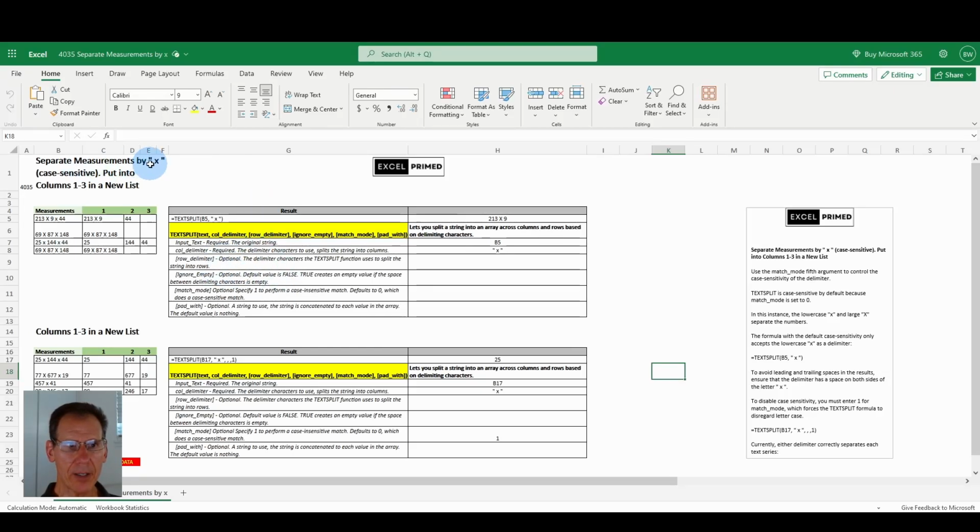Separate measurements by X, case sensitive. Put it in columns 1 through 3. We have these extended measurements here.